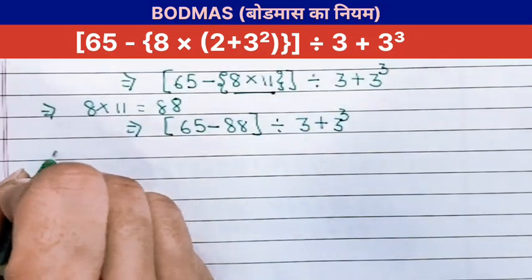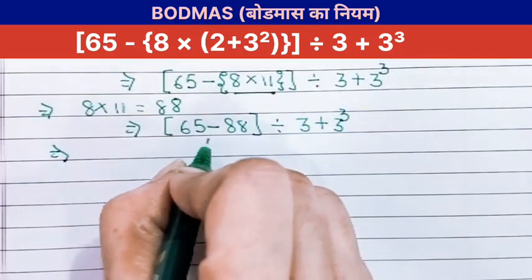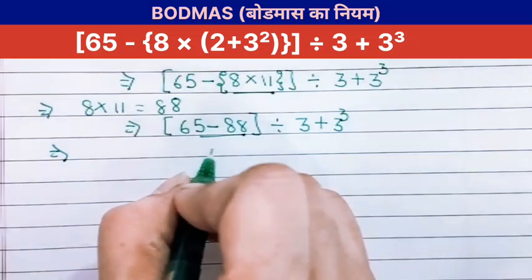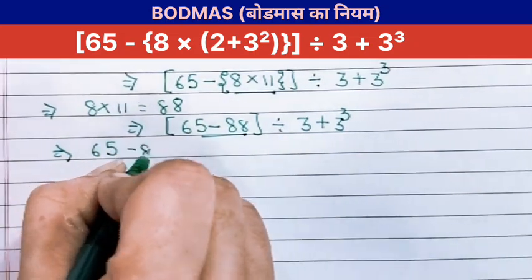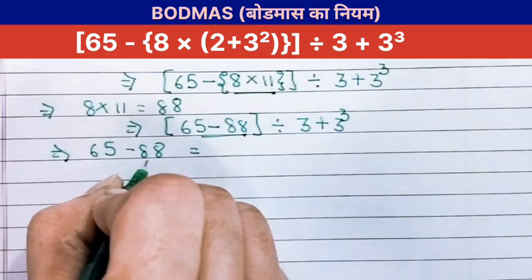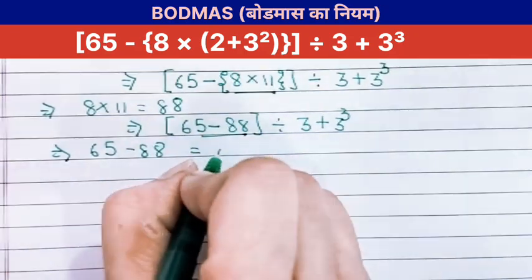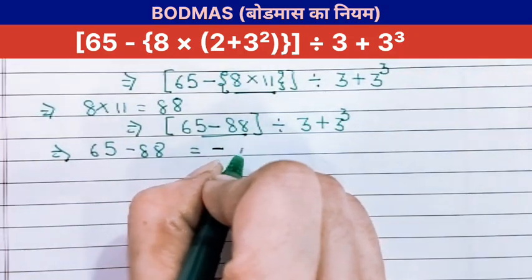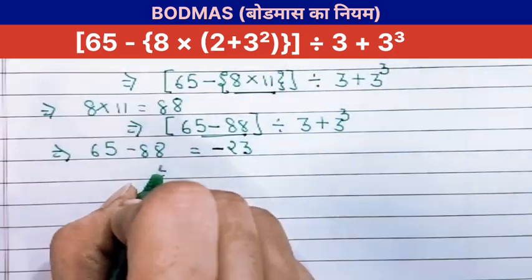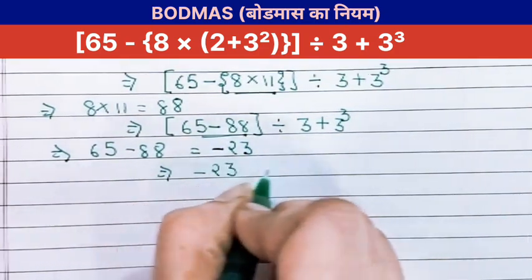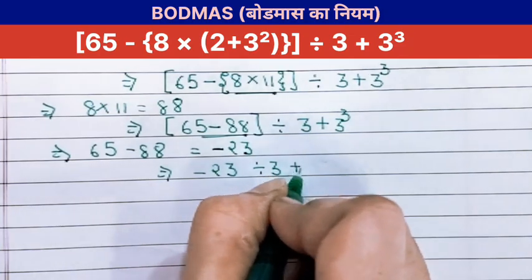So now move to the fourth step. The fourth step says solve the square bracket. In the square brackets, subtract the numbers inside, which is 65 minus 88. The larger number is 88, which has a negative sign, so we put the negative sign along with the answer: minus 23. So now the current expression becomes minus 23 divided by 3 plus 3 cube.